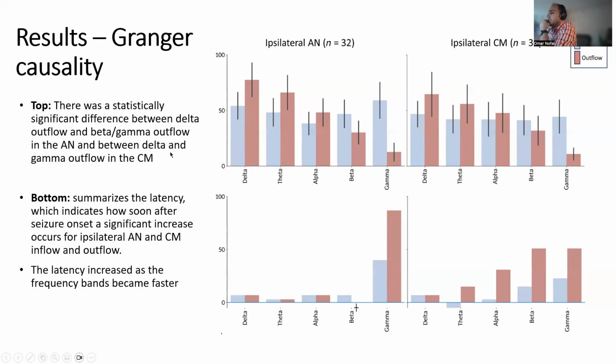And now, on the bottom of the panel, this is the latency, which indicates how soon after the seizure onset a significant increase occurs in either the inflow or outflow from the ANT and CM. And as we can see here, the latency increased as the frequency bands became faster, as you can see here in the gamma range, in both the ipsilateral AN and the CM.